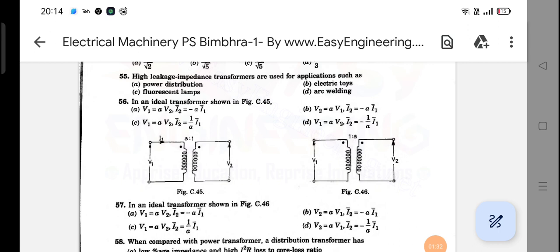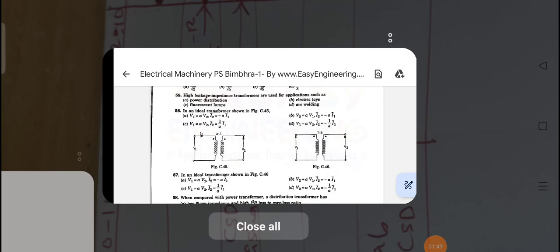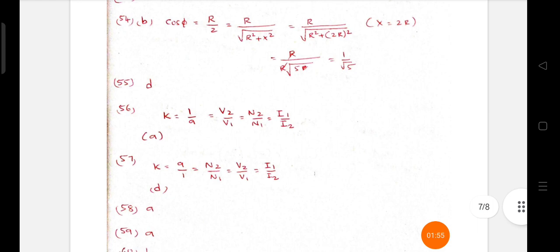Now see here what is given. The turns ratio is given as A is to 1, that is N1 is to N2 where the value is A is to 1. That means the transformation ratio K is N2 by N1, that is K equals 1 by A, which equals V2 by V1, which equals N2 by N1, which equals I1 by I2. From that equation, V1 equals A into V2. Next, I1 by I2 equals 1 by A, then I2 equals A I1.